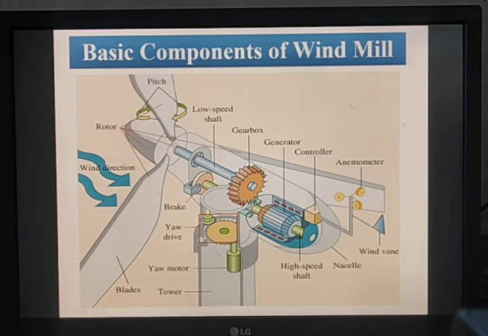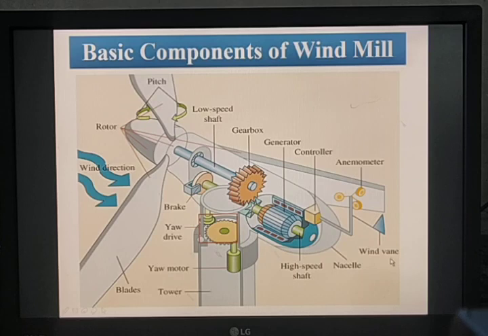Generally, this is the horizontal axis windmill. The windmills are classified into 2 types. Based upon the position of the shaft, it is classified into 2 types. One is the horizontal axis windmill, another one is the vertical axis windmill. This is the horizontal axis windmill. It is rotating only in a 180 degree direction.